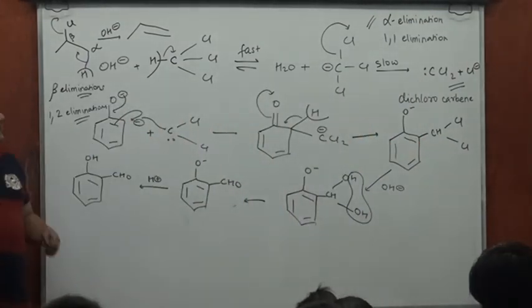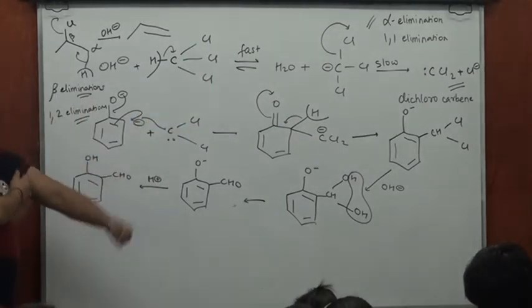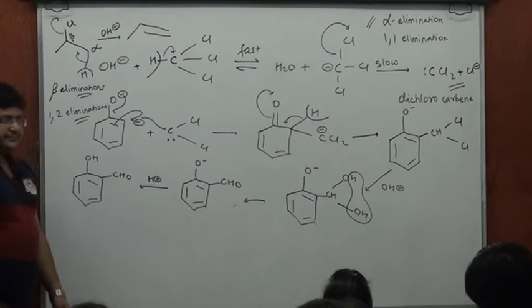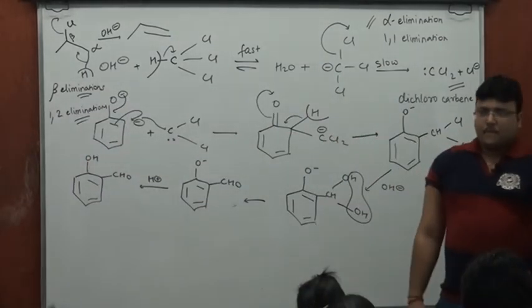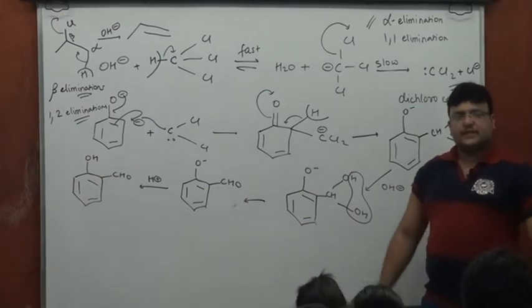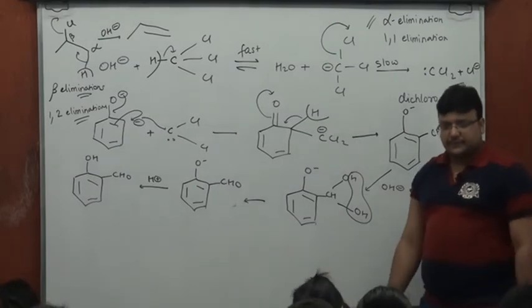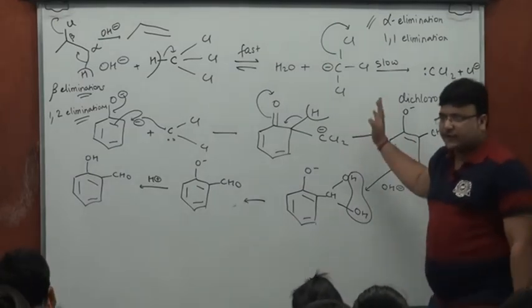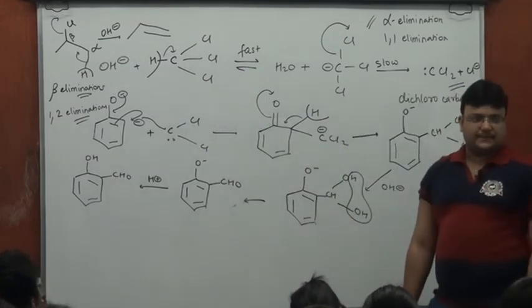Where both hydrogen and chlorine go from the same carbon atom. Fair enough? So with Reimer-Tiemann, you also associate alpha elimination or 1,1 elimination, generating the dichlorocarbene electrophile, which goes on and completes the process. Fine.